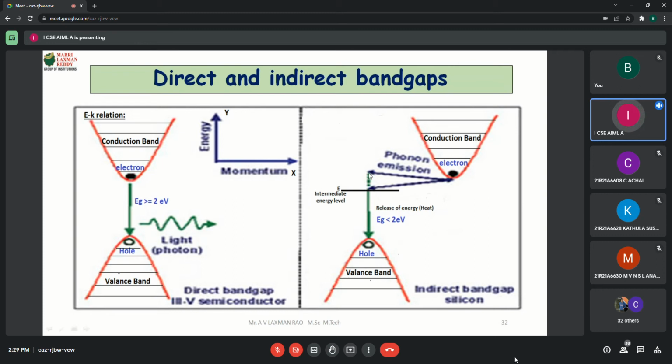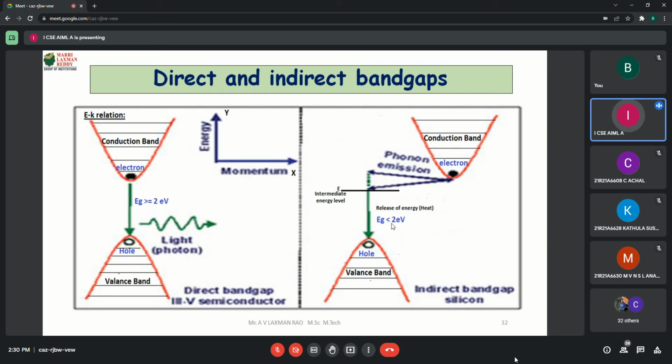When this momentum value matches the momentum of the hole position, it makes a downward transition, and due to this downward transition it releases some amount of energy. But the gap between this energy level and this energy level is lesser than the required energy gap to produce a photon, less than 2 electron volts. Due to that reason, energy is released in the form of heat.